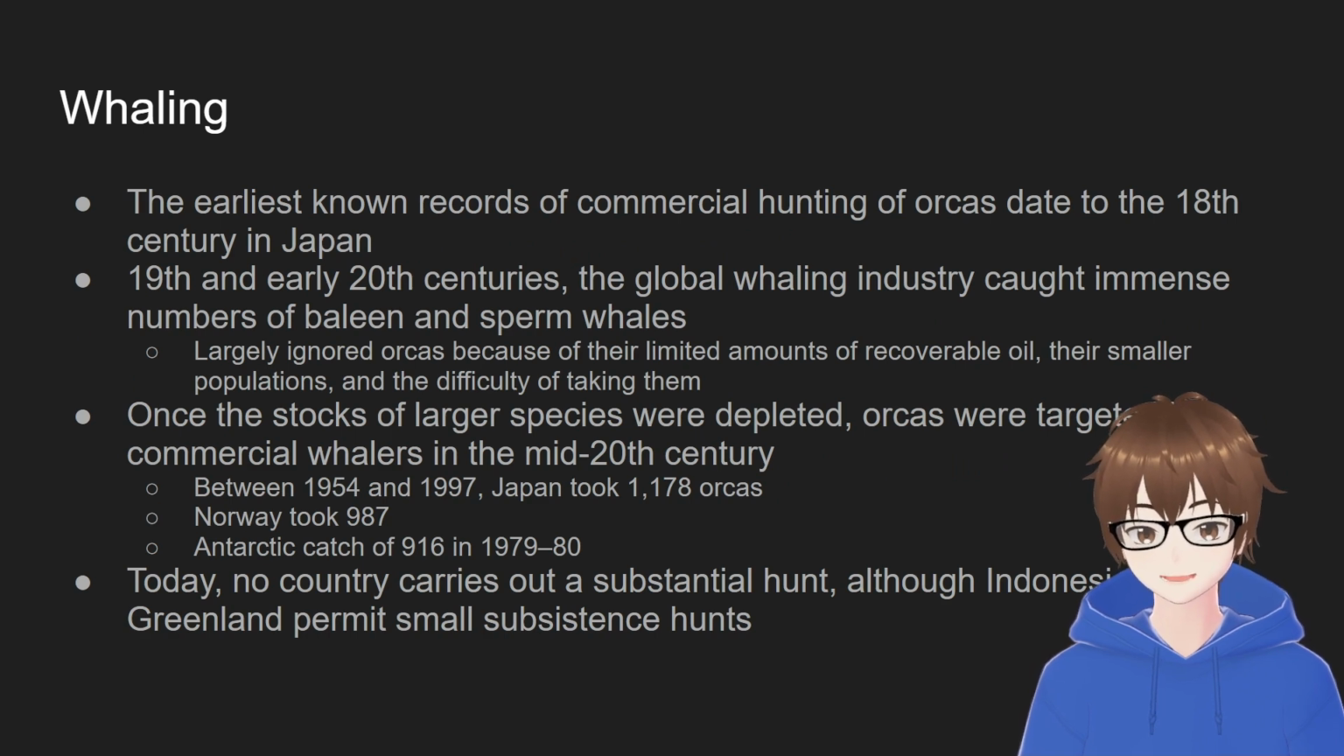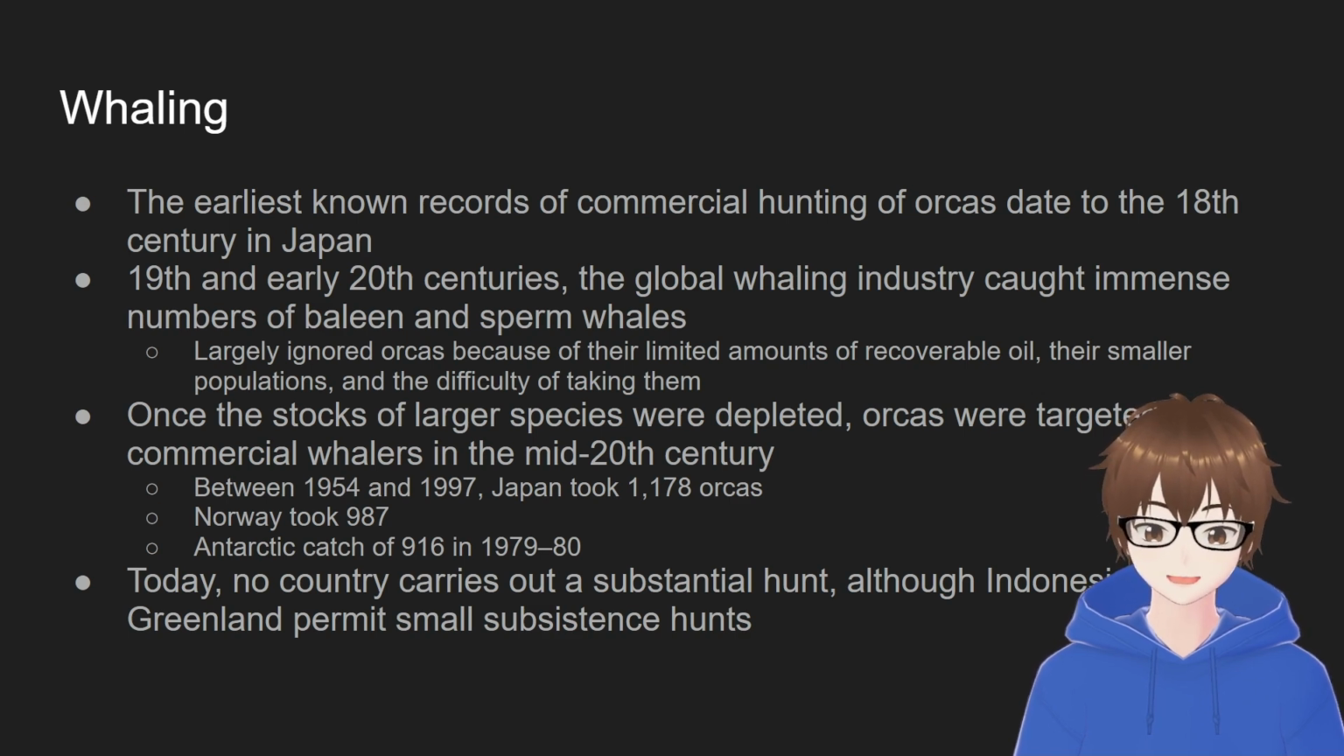Then there is whaling, which of course happened. The earliest known records of commercial hunting of orcas date to the 18th century in Japan. In the 19th and early 20th century, the global whaling industry caught immense numbers of baleen and sperm whales, and orcas were largely ignored because of their limited amounts of recoverable oil, their smaller populations, and the difficulty in taking them. So orcas were kind of not touched by whaling in the early times, but once the stocks of the larger species were depleted, orcas were then targeted by commercial whalers in the mid-20th century.